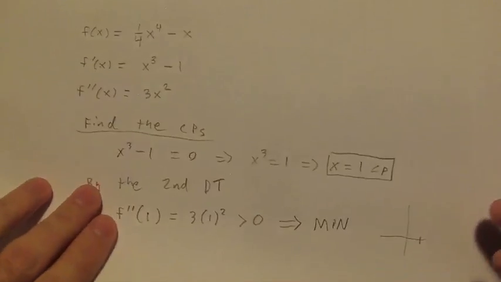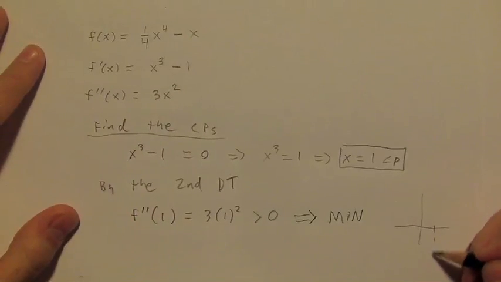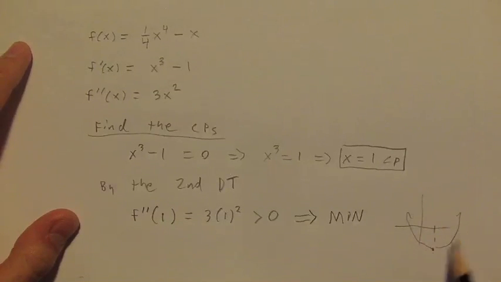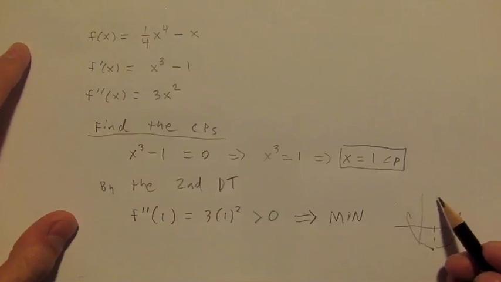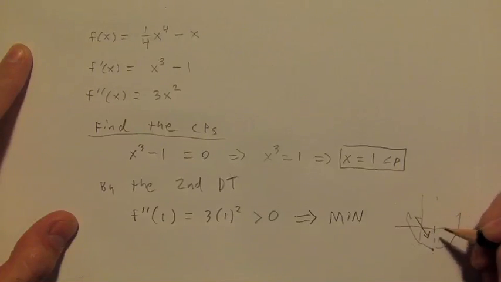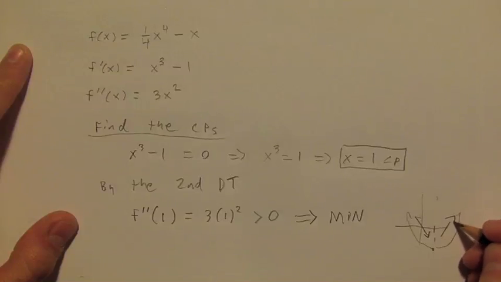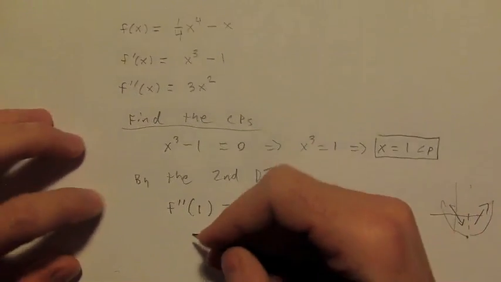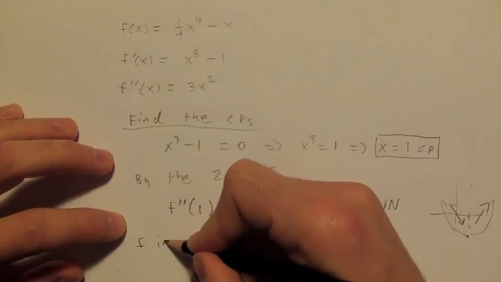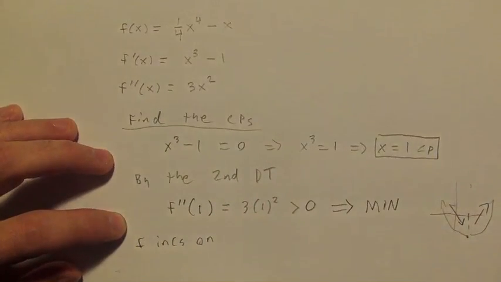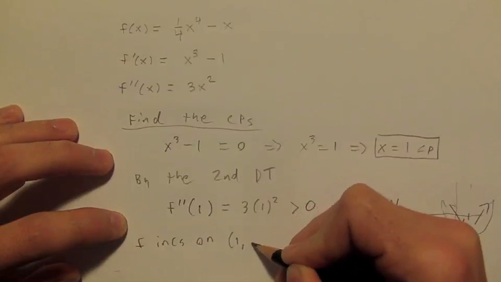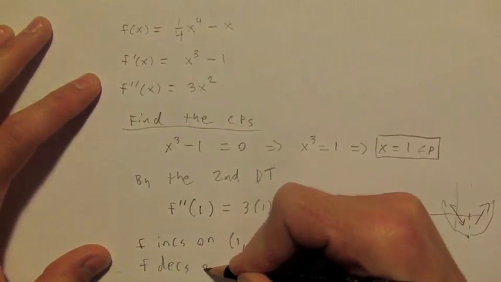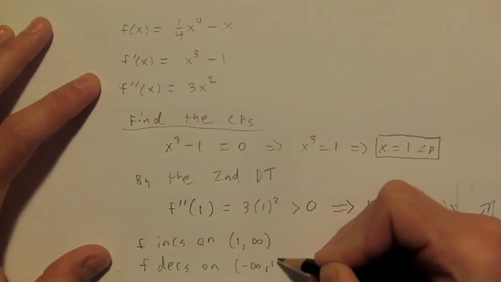Oh, you can't see that. No. So here's 1. If I have a minimum at 1, that means it looks like this. Since it's the only critical point, it's the only min. I could draw it up here, it doesn't really matter. But that means that f goes from decreasing to increasing. So you can actually get your intervals even though we used the second derivative test, right? So that means f increases on 1 to infinity, and f decreases on negative infinity to 1.